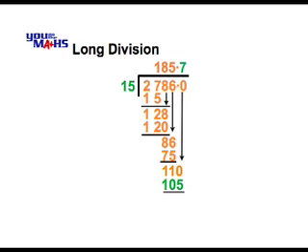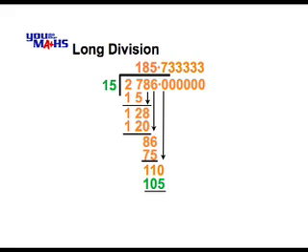We can keep doing this procedure for as many decimal places as we wish. So we could subtract 110 and 105 to get 5, bring down another 0, and then repeat the procedure. In this case, the solution would be 185.73 recurring. So our final solution in decimal form is that 2786 divided by 15 is equal to 185.73 recurring.